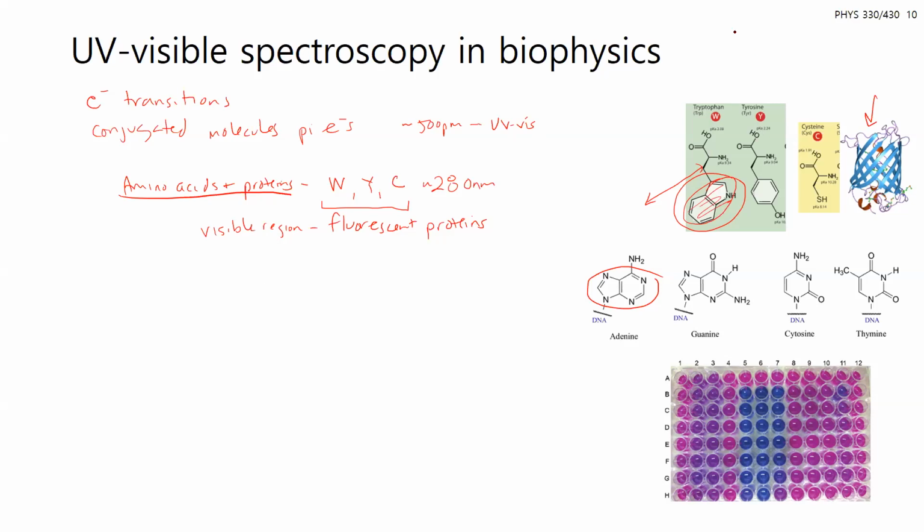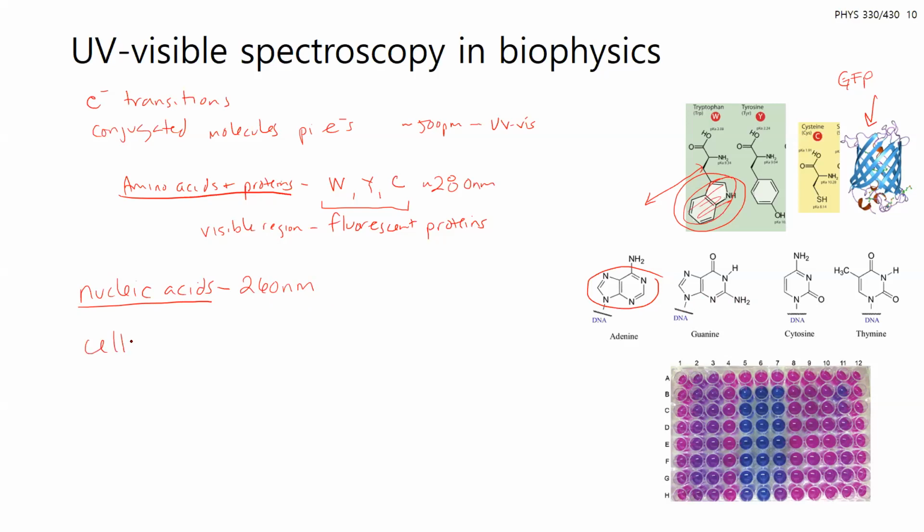So in the visible region, if you use these specific tags or conjugate, or make a protein that has something that absorbs in the visible region, you can also do measurements there. For nucleic acids, I have the nucleobases shown here again, those pi conjugated systems, that typically absorb around 260 nanometers.